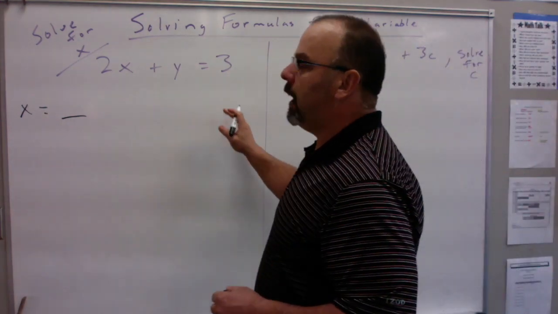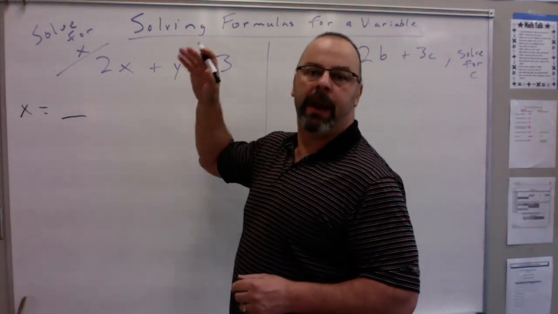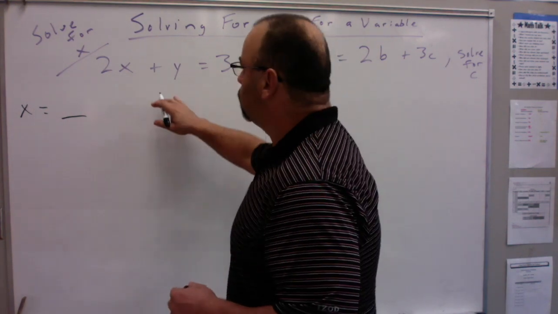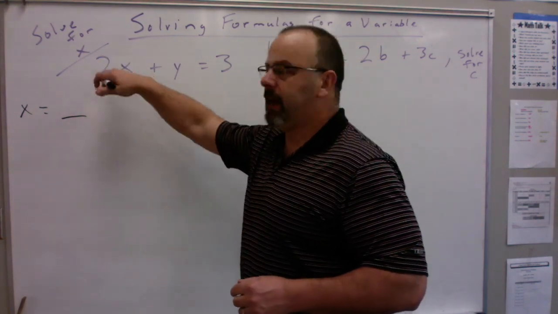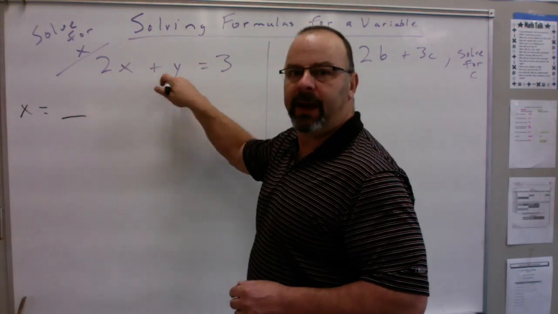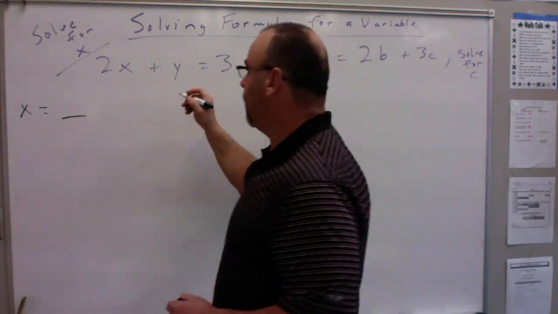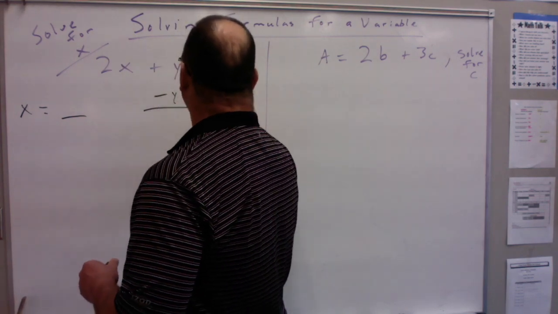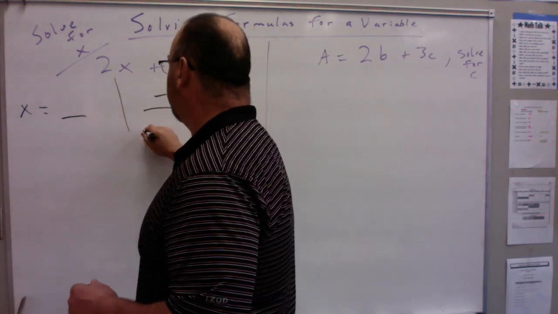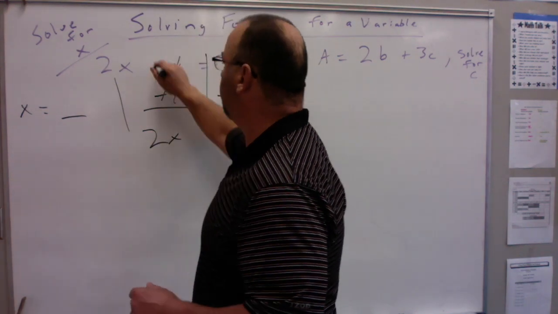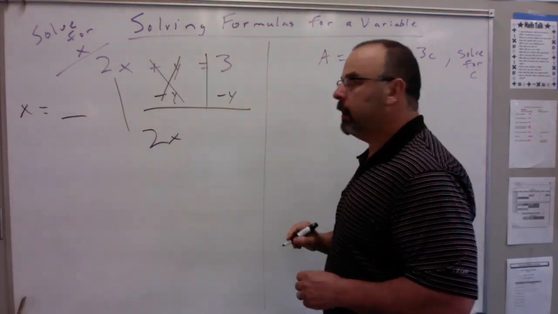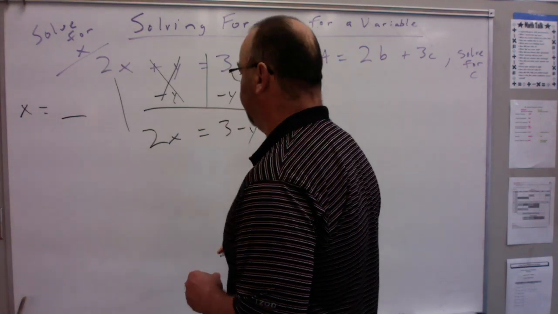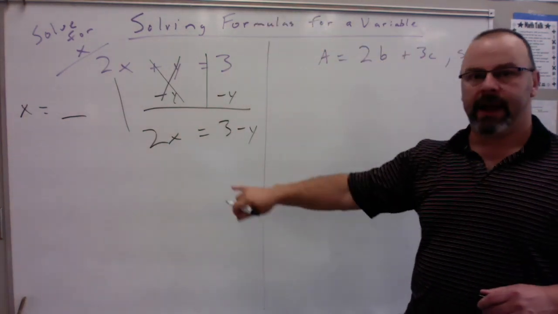Remember, I do SADMAP, or backward solving, when I do equations, going from PEMDAS to SADMAP. So how do I get at this 2x alone? I'm adding y. What's the opposite of adding y? Subtracting y. So I'm going to subtract y on both sides. This comes down, 2x. This goes away. This is 0, right? Equals 3 minus y.